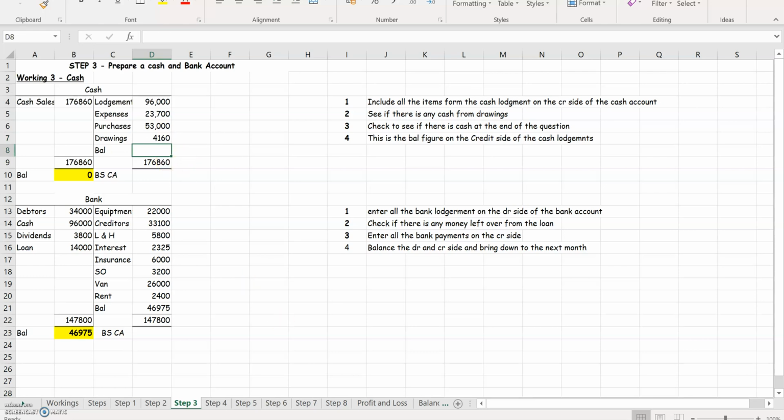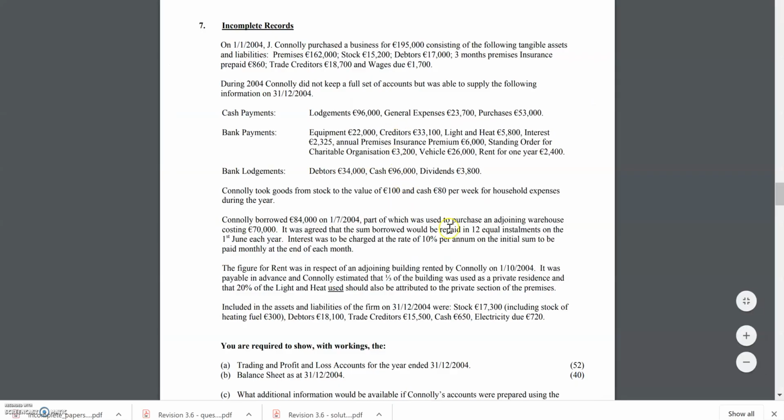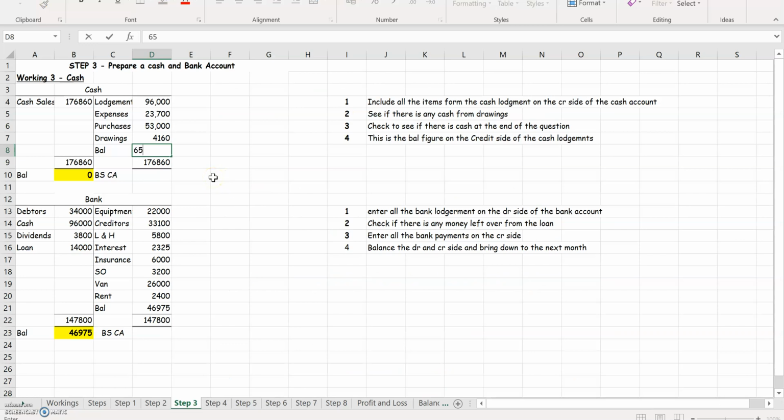And then we also said we have to check to see if there's cash at the end of the question. So at the end of the question, we've got cash down here of 650. So that cash will become our balance for the next month. So that's going to go into current assets. And when we add all these up, to balance the cash account, that's going to be your cash sales.